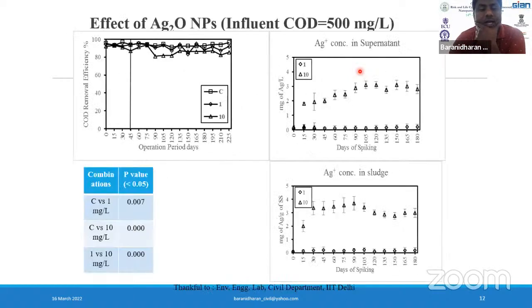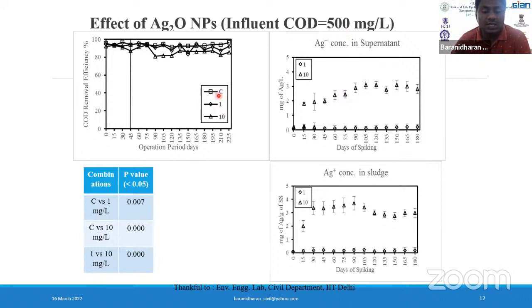So moving on, after looking into different literatures, one such attempt was made to study the long-term impact of these nanoparticles on the system. In that sense, an activated aerobic reactor was set up at lab scale, and the influent concentration, or otherwise the load, that was given was 500 milligram per liter, with two different concentrations.